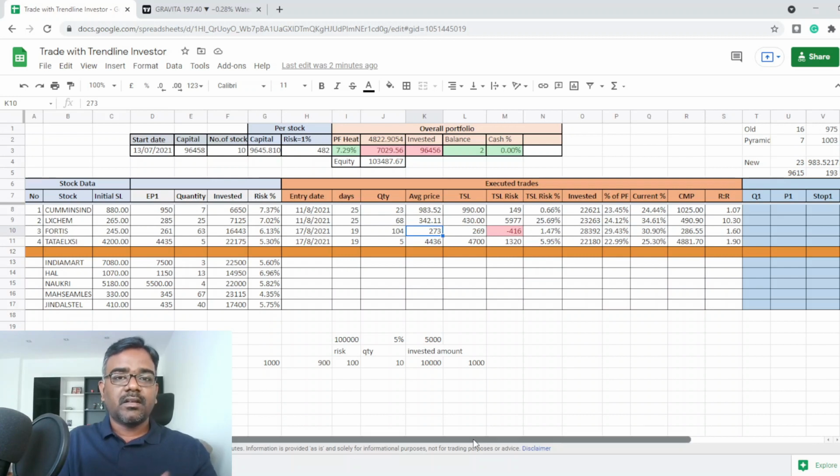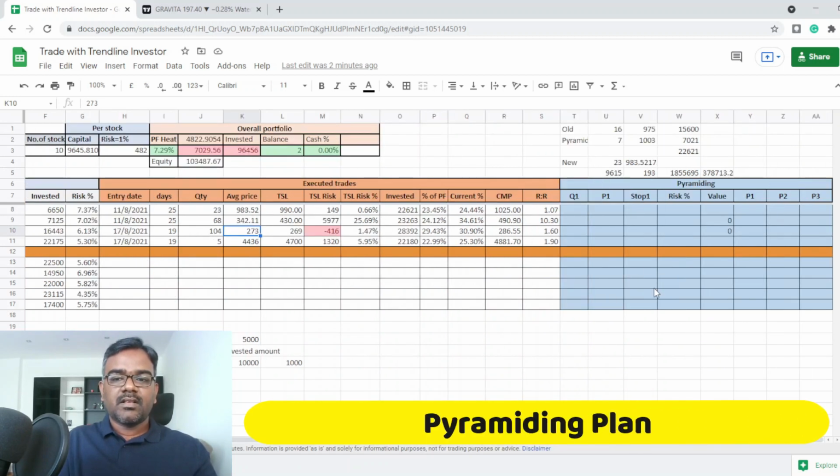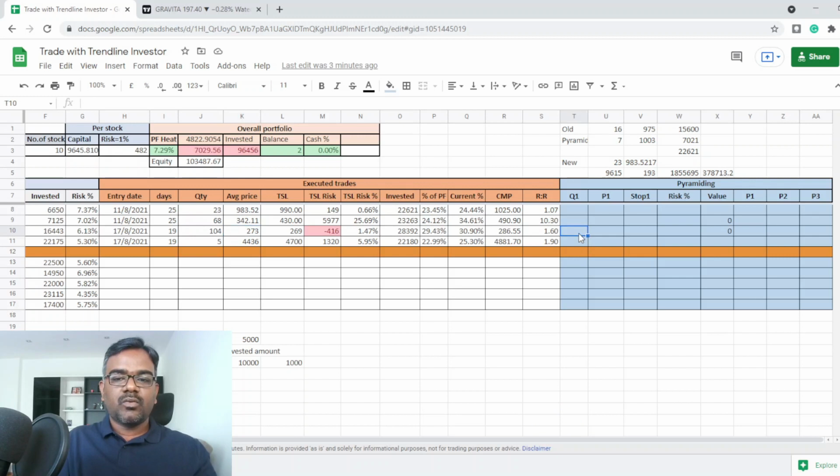Now, next is pyramiding. How do you pyramid, right? When you want to pyramid, you need to have a plan. So whenever there's blue, that's a plan. Now let's say you want to add more of Fortis. Okay, now Fortis, what is the entry price? Let's say, just assume, I'm just taking a random number. So let's say you want to buy more of Fortis at 280 and let's say your stop loss is 270.